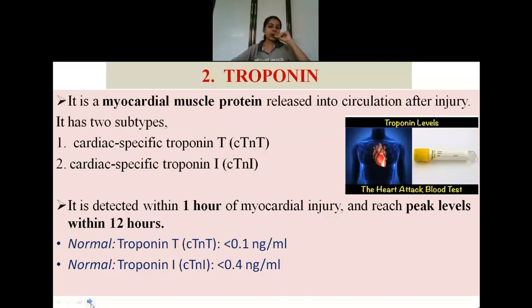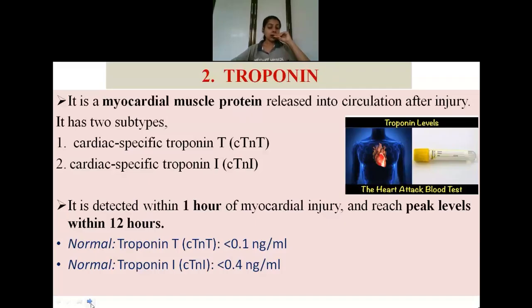The speciality of troponin is that immediately once you have myocardium damage, or whenever there is an MI, it will start to rise within 1 hour. It will peak in 12 hours, and after that it will come down. You can see how fast troponin levels come back to normal.